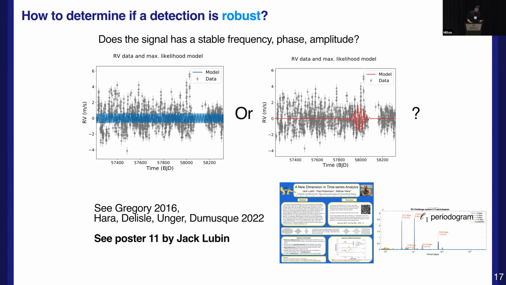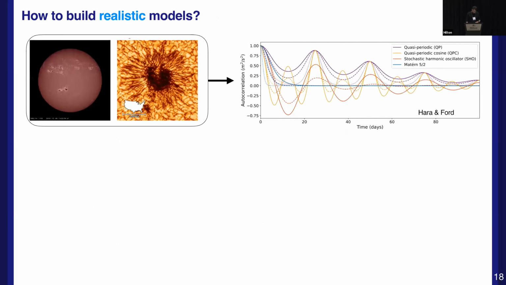There is another way to look at that, which is to say, well, actually, I'm not really sure about my model, but what I want to know is whether my signal is stable in frequency, phase, and amplitude. So if you want to disentangle the two, there have also been some methods proposed by Phil Gregory, and in another paper that I wrote with Jean-Baptiste Delille, Nicolas Unger, and Xavier Musc. And also, if you want to see it combined with another idea, which is the L1 parallelogram, you can go check the poster by Jack Lubin, which is very nice.